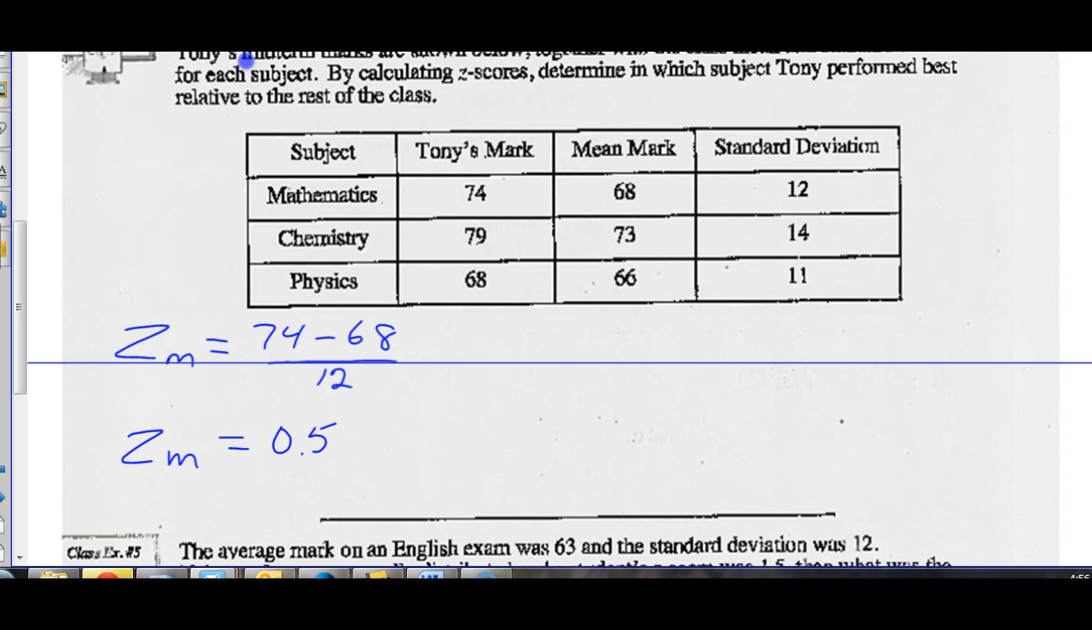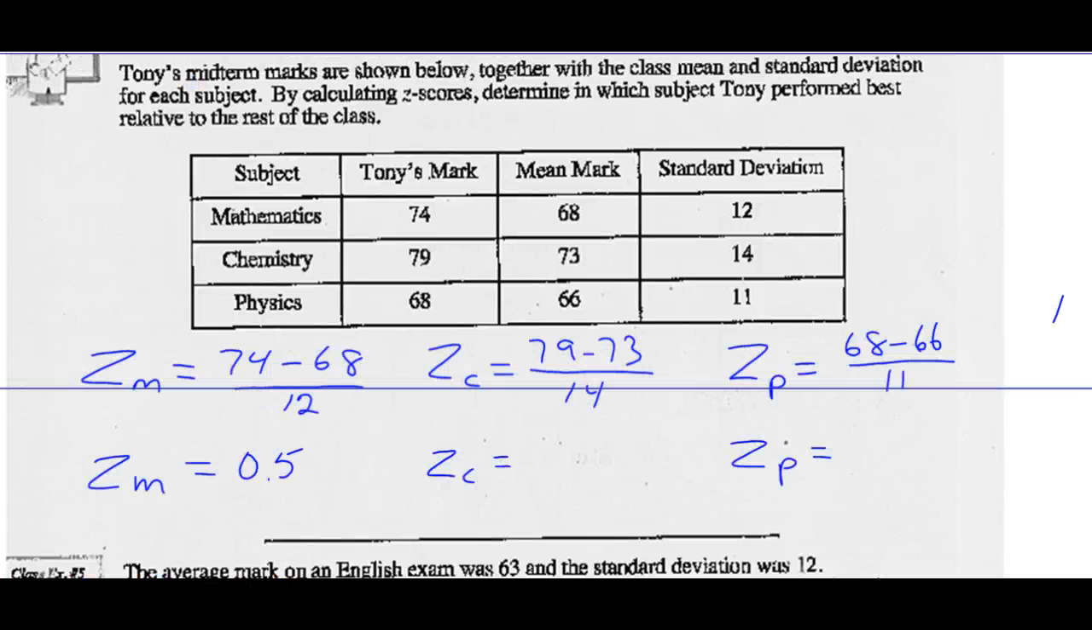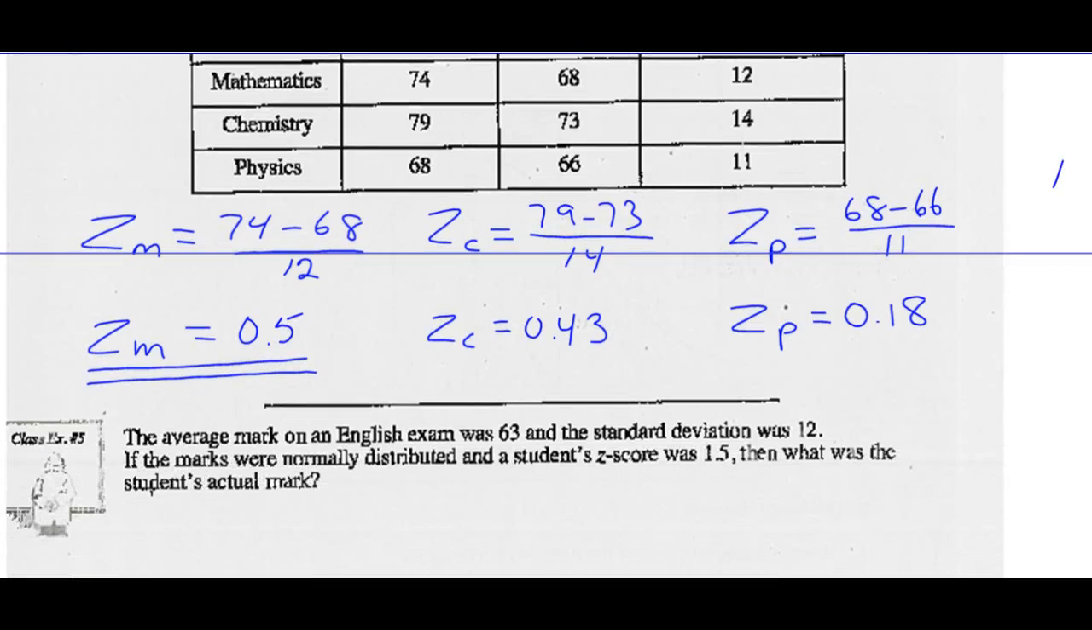You guys go ahead and calculate the z-scores for chemistry and physics. Pause it and do that, and then start it again and see how you did. So the z-score in chemistry would give us 0.43, and the z-score in physics would be 0.18. To answer the question, determine which subject Tony performed best in relative to the rest of the class. Well, he's got the highest z-score in math, 0.5. So relative to the rest of the class, Tony performed best in mathematics.